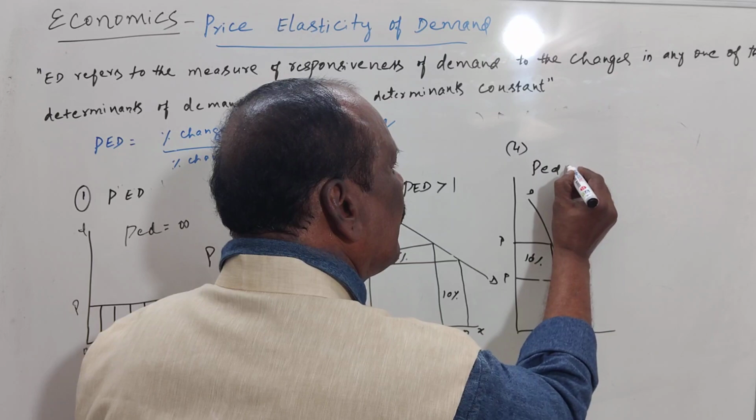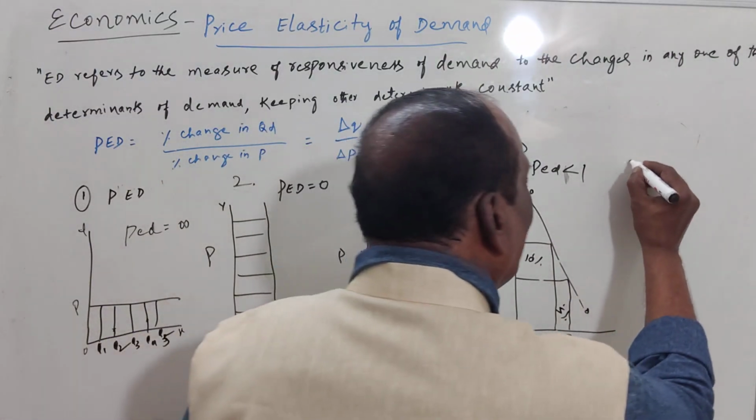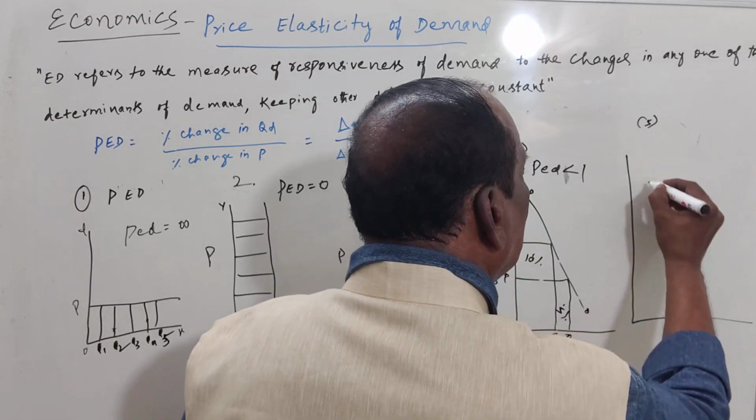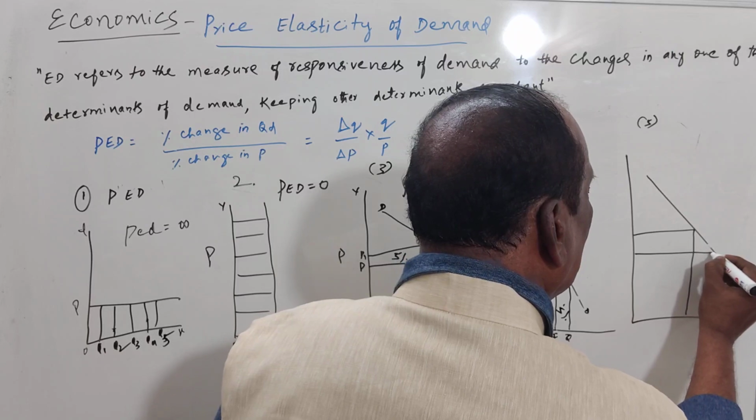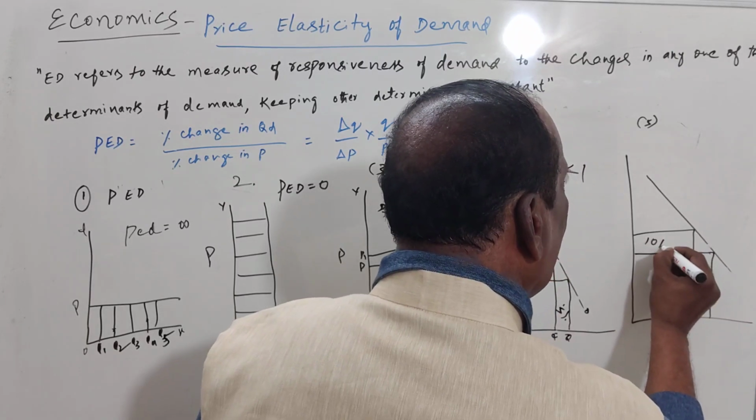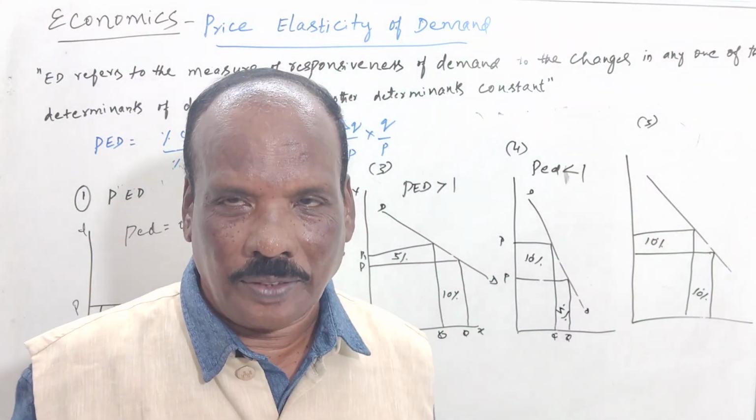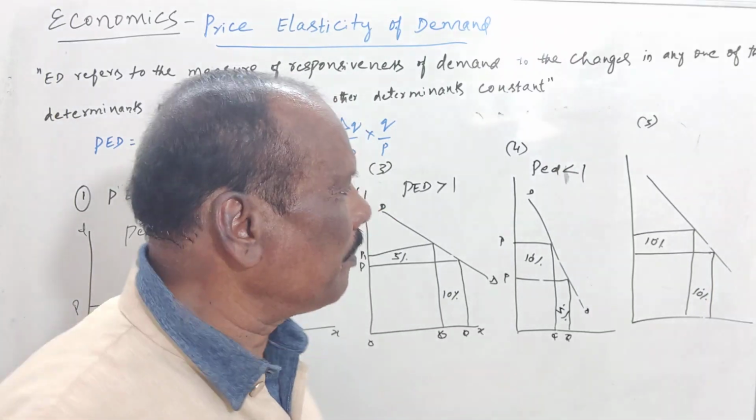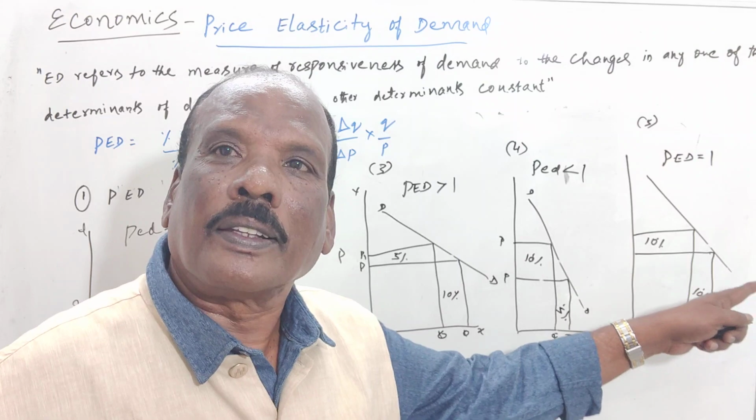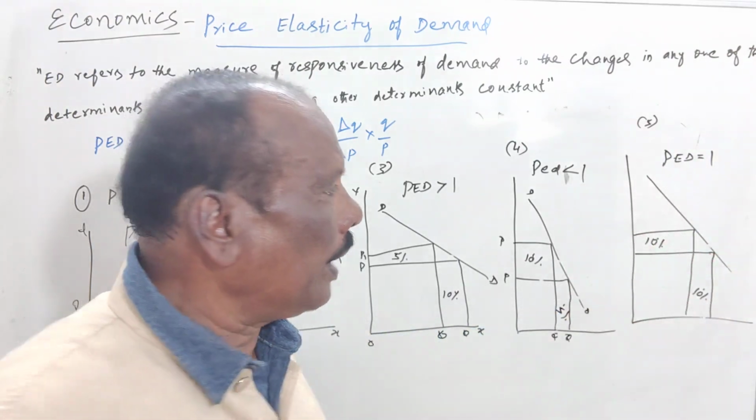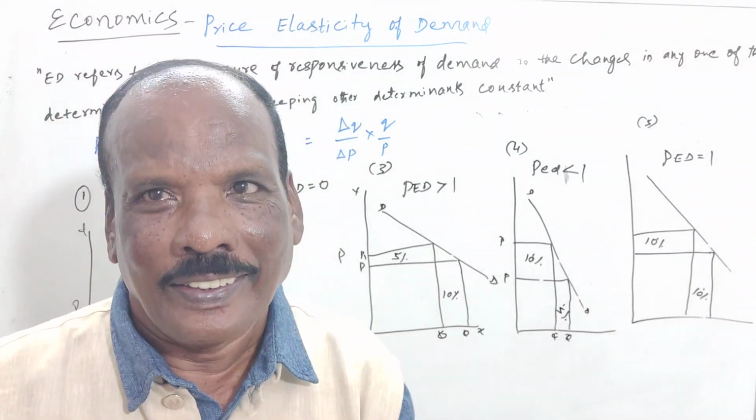PED is lesser than 1. Relatively inelasticity of demand. Coming to the last one. 10% change in price brings about 10% change, equal amount of change. That is called unitary elasticity of demand. Here PED is equal to 1. The curve seems to be a rectangular hyperbola. It will be like that. Right? In this case, there will be equal percentage of change in both price and demand.